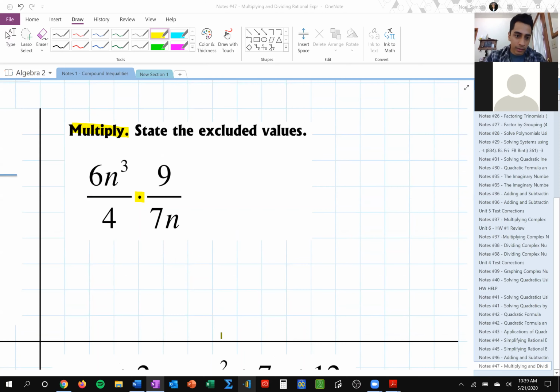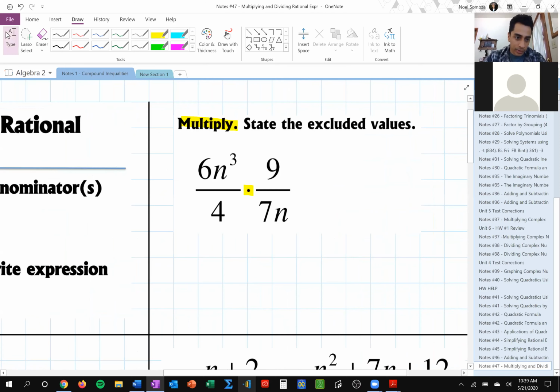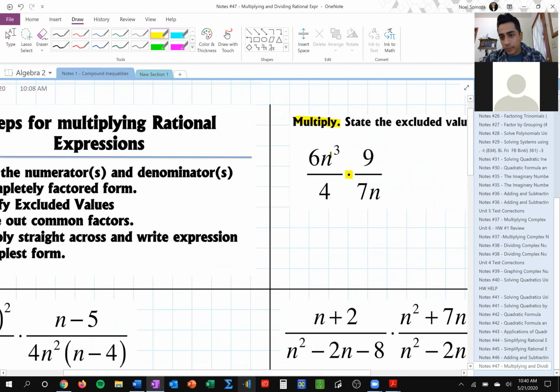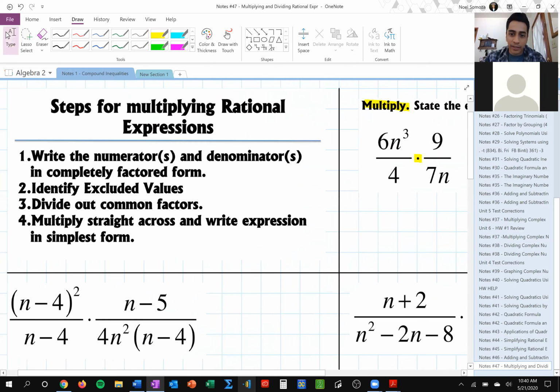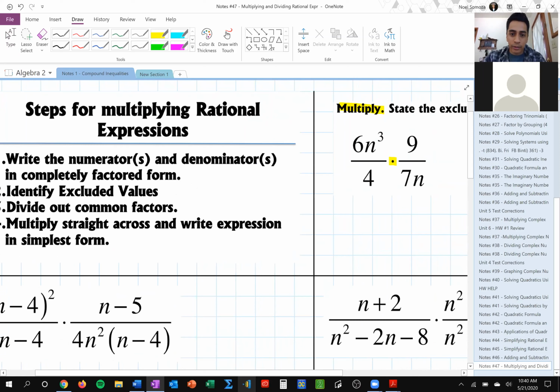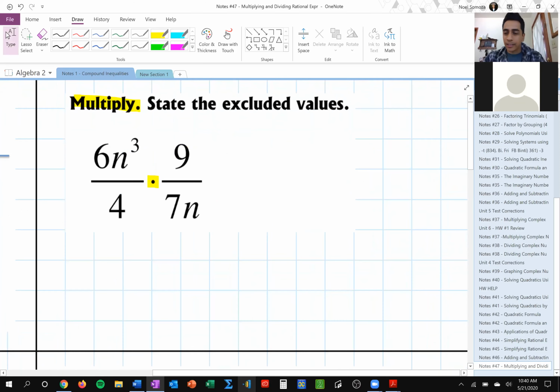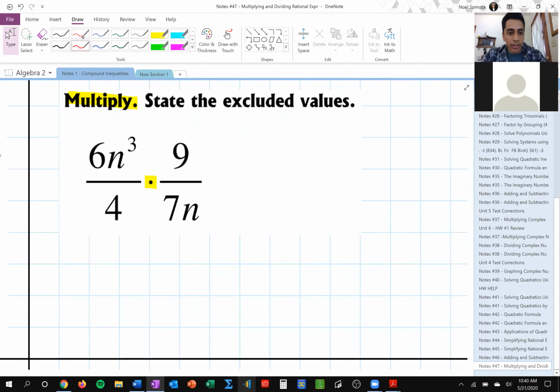Looking back at our steps, the first thing is to make sure that the numerator and denominators are completely factored. Because we have a bunch of monomials, we can assume that these are already in a factored format. The second part is to identify excluded values. Excluded values go back to those first two lessons at the beginning of the unit. In my denominator, the only variable I see is 7n.